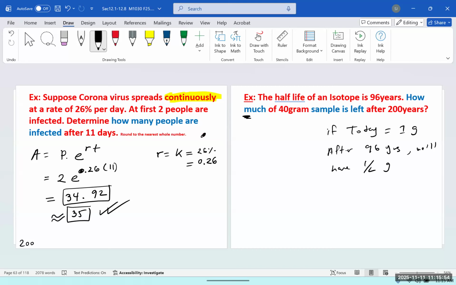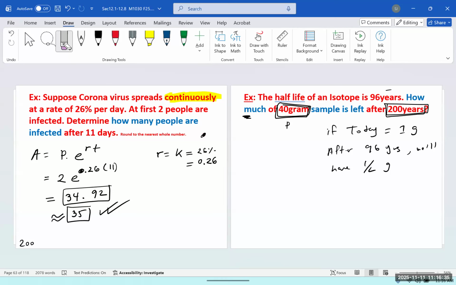So today you have 240 grams. This is the initial amount, which is P. What is 96? Initial T. And we have 2 T's, right? 200 is also T. 96 is also T. No, we did not subtract. First, you have to find your rate. Did they give you any rate? No. So what is missing is the rate.